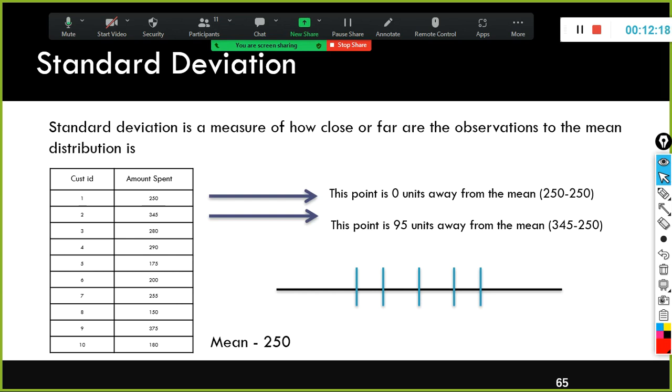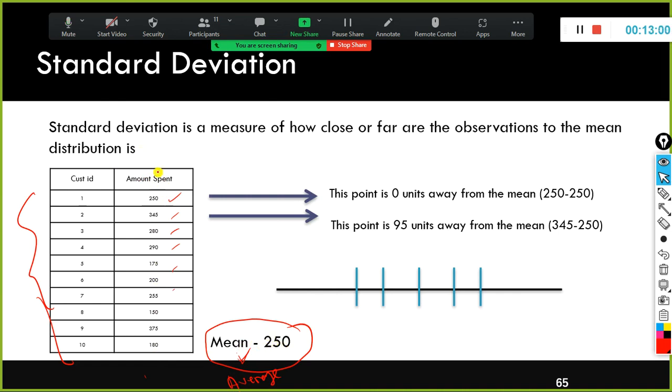The standard deviation is a measure of how close or far the observations are to the mean of the distribution. Let's say in this case, I have randomly sampled 10 customers. Each customer's amount spent we have noted down here. If you take the average of this, I get 250. This is my mean. In statistics, the synonym for average is mean, so henceforth, if I say mean, understand it is an average.